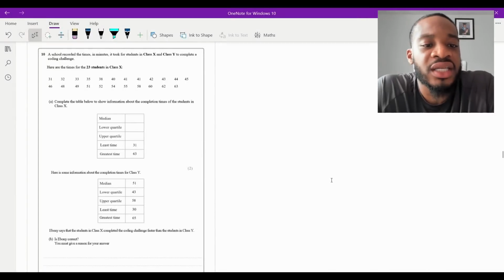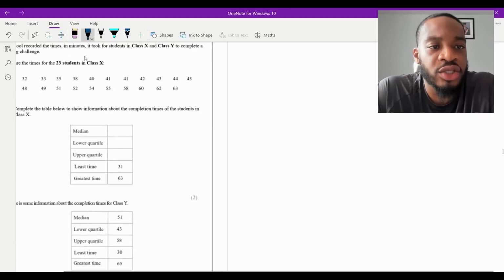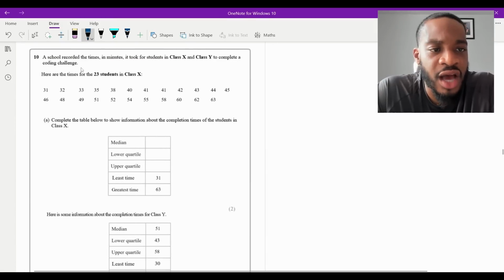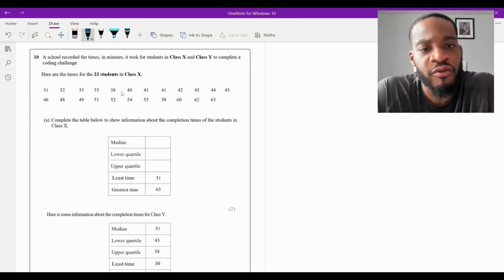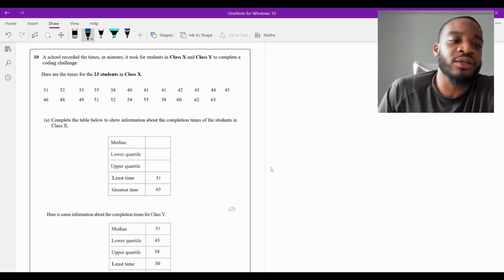Okay, so question 10 says a school recorded the times in minutes for students in class X and class Y to complete a coding challenge. Here are the times for the 23 students in class X. So we've got them labeled 31, 32, 33, all the way to 63. So it's increasing, it's in order. Part A says complete the table to show information about the completion times of the students in class X.